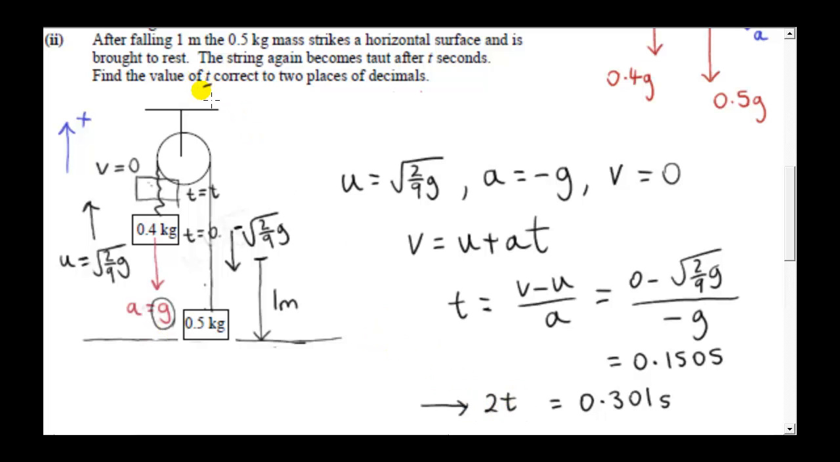Just a small point here: that time is referred to as t. It's called half the time t, but of course that doesn't matter. We found the amount of time that the string is slack.